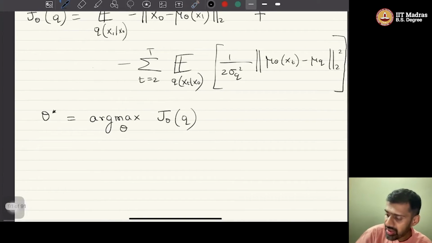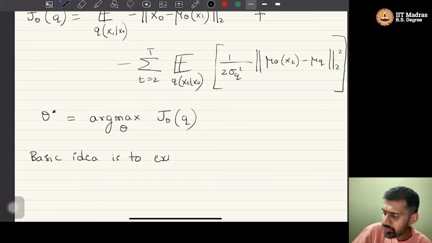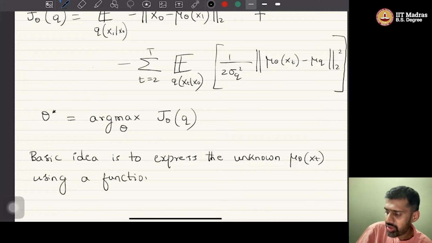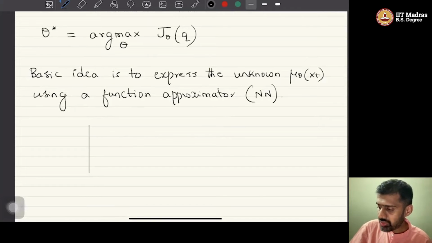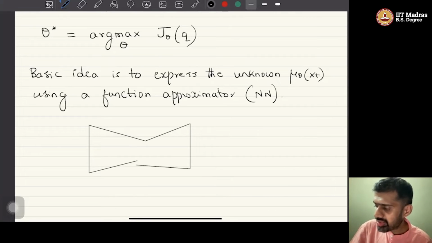The basic idea here is to express the unknown, which is mu theta of xt, using a function approximator, which is a neural network. Now, how do we do that? Let us say that there exists a neural network. There is a particular reason why the architecture is this way. I will describe that as we move on. So, here is a neural network.